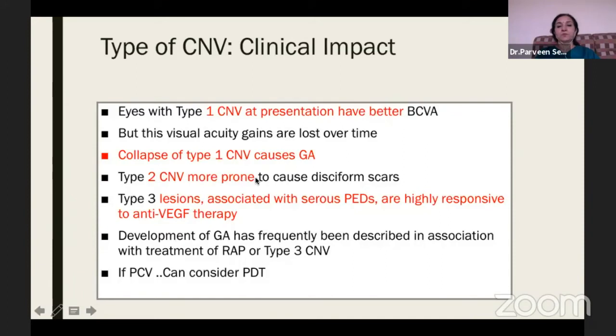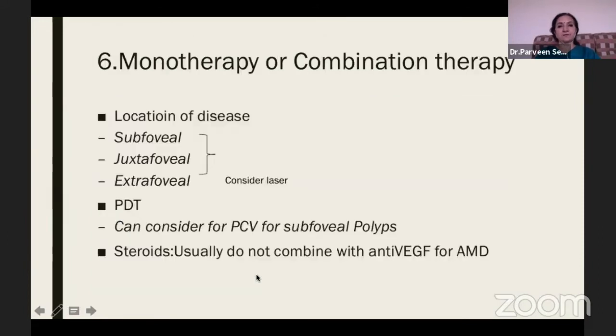Collapse of type 1 CNV can cause geographic atrophy. Type 2 are more prone to form disciform scars, and type 3 are actually highly responsive to anti-VEGF therapy. But again, you may limit the number of anti-VEGF injections in these eyes because increased risk of GA has been attributed to type 3 lesions. And if you see PCV, you could consider PDT and not just monotherapy with anti-VEGF.